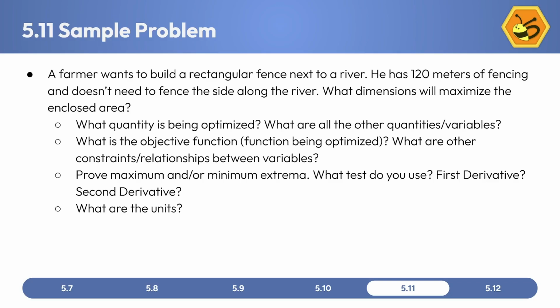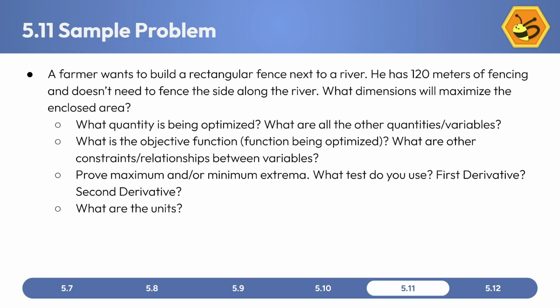Oh yeah, so by the way, hopefully you all are still working on this problem. So again, just the steps we can take. First, what quantity is being optimized, and then what other variables do we have? Making sure we define all the variables in this problem. And then creating our objective function, that's the next step. And also finding any other constraints or equations.